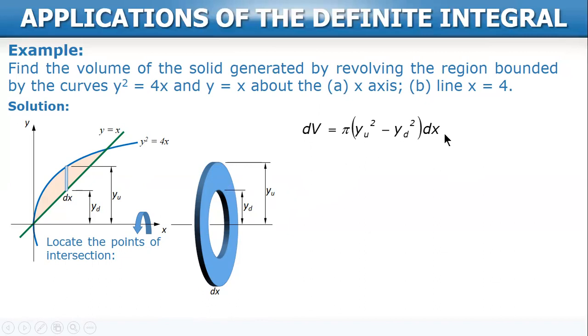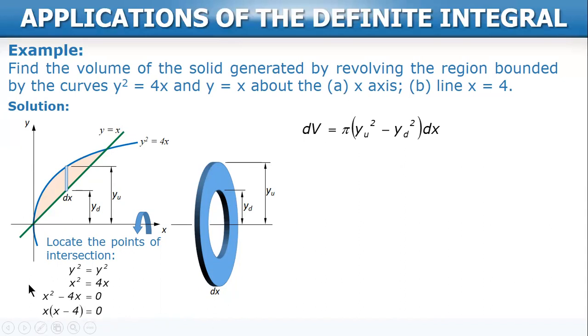But since it's dx, our limits must be values of x. One point of intersection is the origin, and then this point. So what's the coordinate of this point? Let's locate the points of intersection. What we will do is equate. Since we have y squared and y, you can equate y or you can equate y squared. So y squared equal to y squared: y squared is equal to x squared, and you have y squared equal to 4x. Transpose 4x and then factor out x.